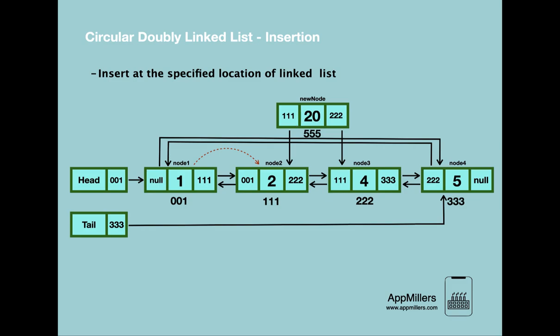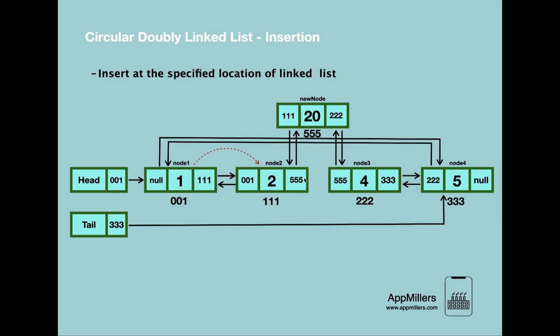Then the next case is we need to create a link between node 2 and the new node. We know that the new node's physical location is 555. So by updating 555 to node 2's next reference, we create a link between them. And by creating a link between node 2 and the new node, the link between node 2 and node 3 gets deleted. Then we need to create a reverse link from node 3 to the new node. So by updating node 3's previous reference to 555, we create a reverse link between node 3 and the new node. And by doing so, the reverse link between node 3 and node 1 gets deleted.